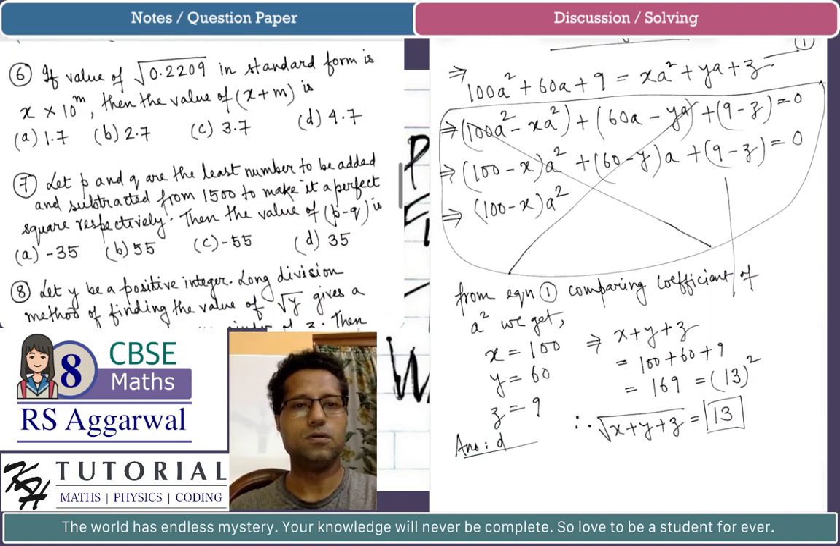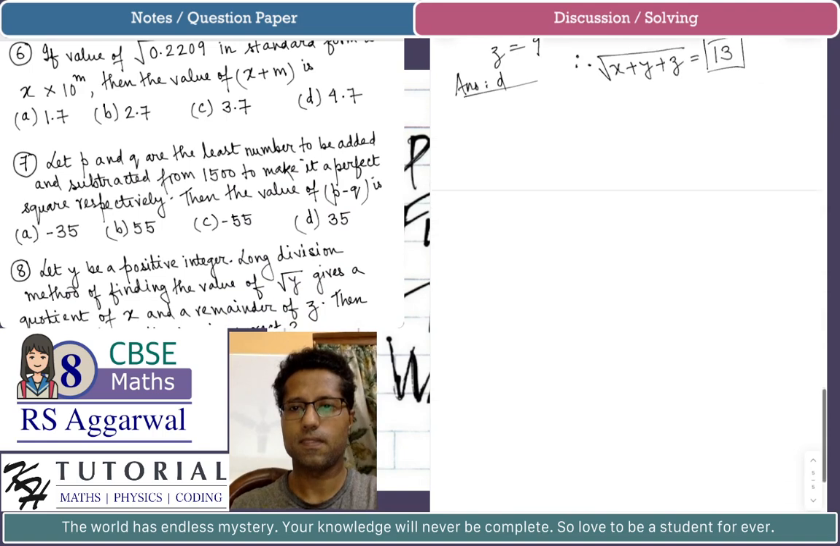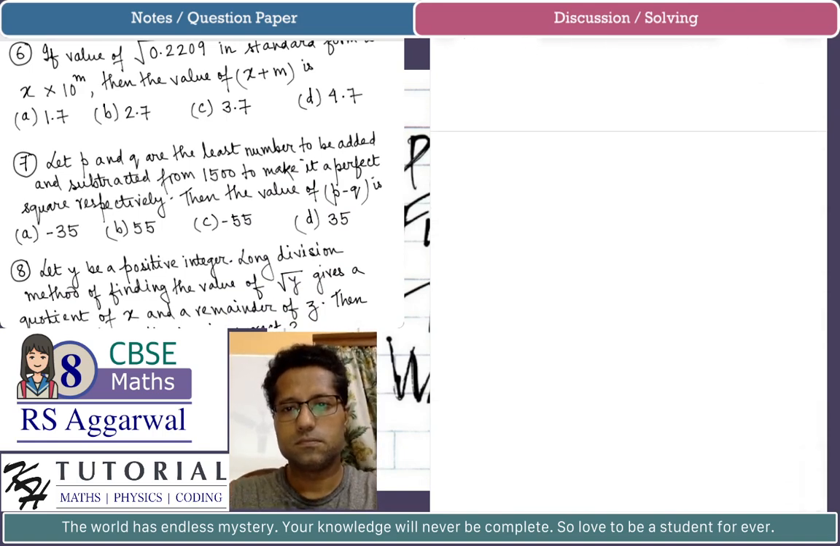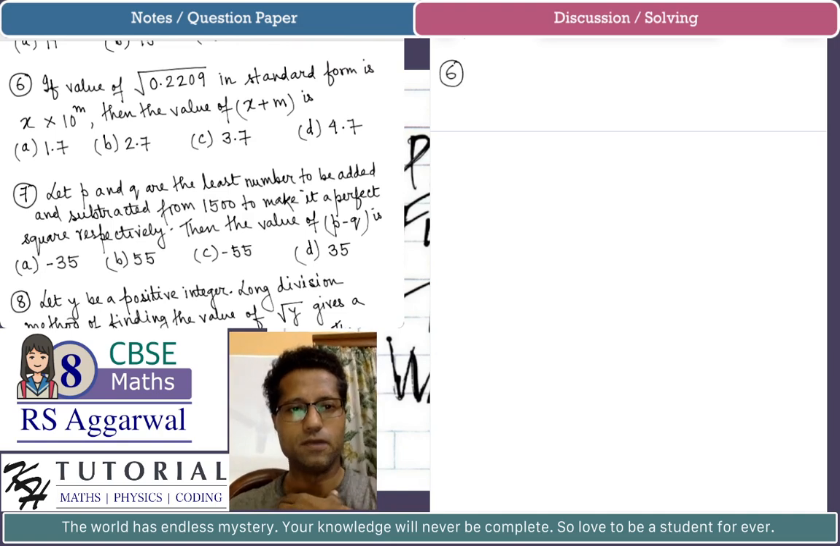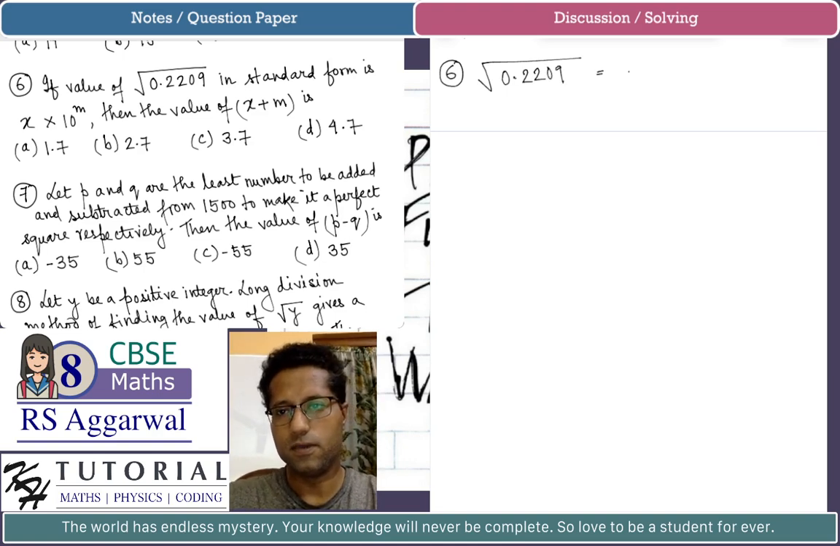Okay, let's do question number 6. Question number 6 says, if the square root of 0.2209 in standard form is x multiplied by 10 to the power m, then the value of x plus m is. Okay, so it is given that the square root of 0.2209 is in standard form x multiplied by 10 to the power m.